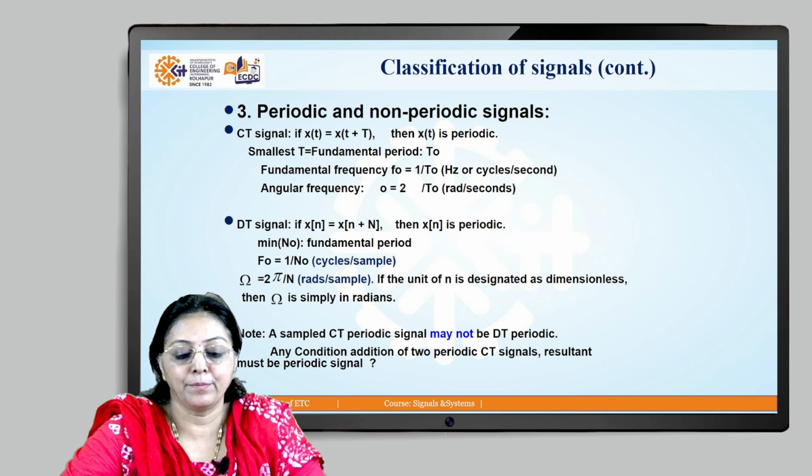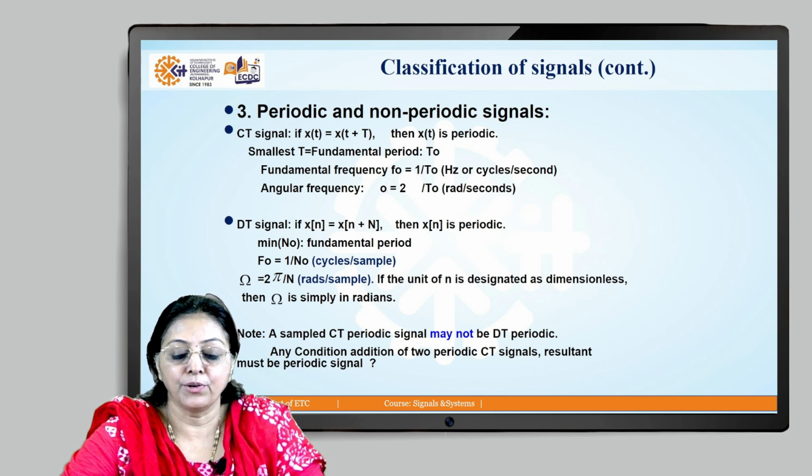It is the fundamental period, and again in the same way f is equal to 1 upon N naught, that is cycles per sample. In the continuous time signal it is cycles per second, and in the discrete time signal it is cycles per sample. Here we are going to find the angular frequency, and instead of 2 pi upon T naught, here it is 2 pi upon N. That is radians per sample, if you consider the samples.